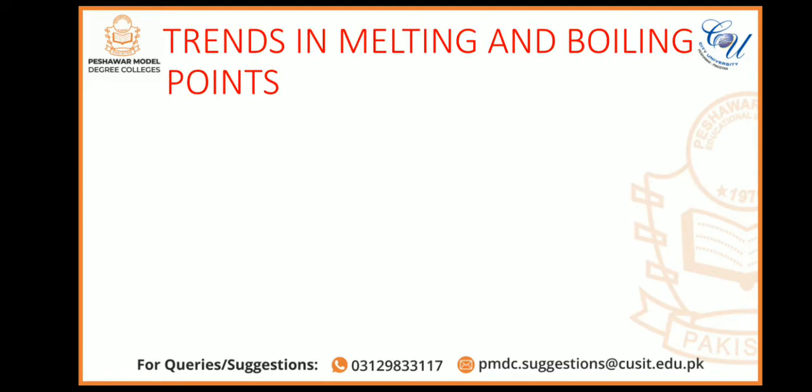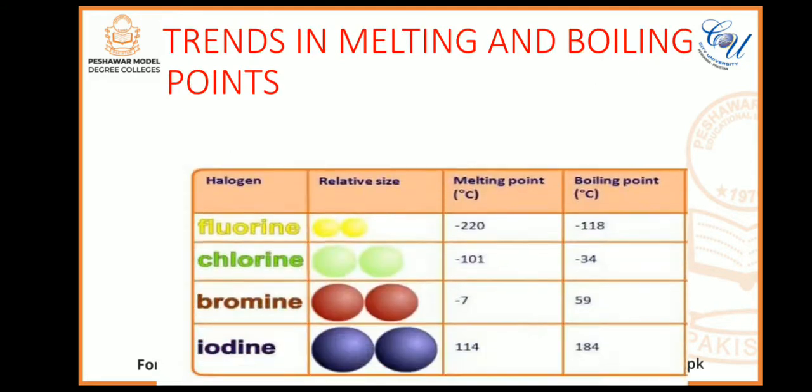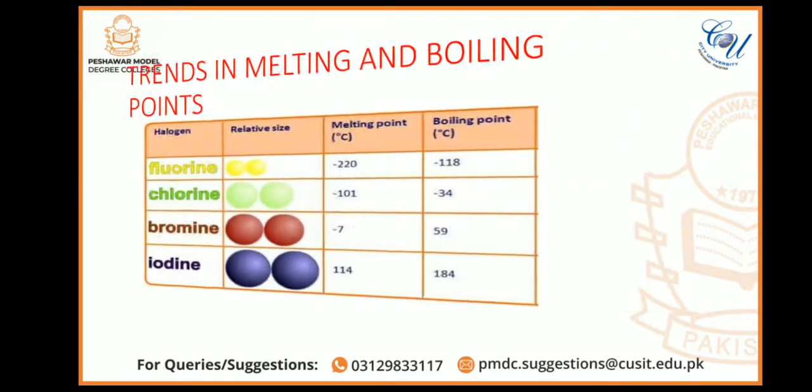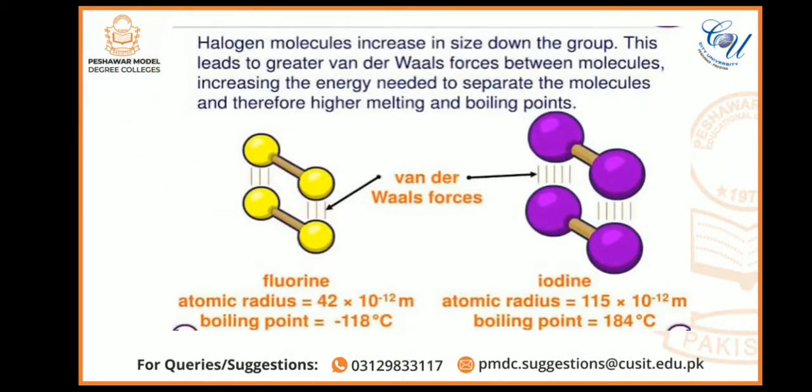Next is trends in melting and boiling points. The melting and boiling points increase down group 7 of the periodic table. The reason is that halogen molecules increase in size down the group. This leads to greater van der Waals forces between molecules, increasing the energy needed to separate the molecules and therefore higher melting and boiling points.